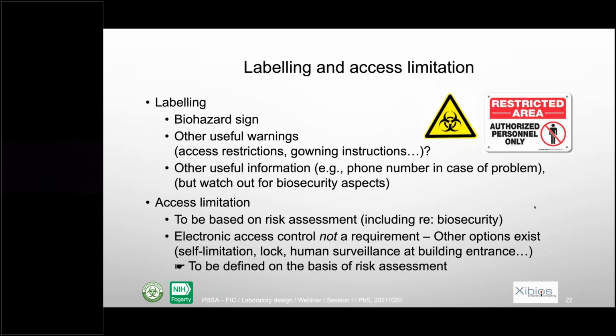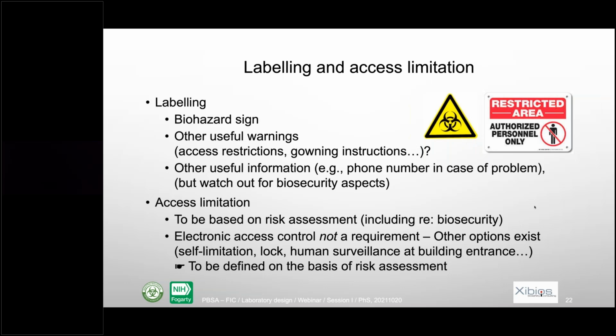Labeling and access limitation, those are two obligations also. The basis of labeling is biohazard signs, but you can use other useful warnings, like, for instance, clear restriction of access. You could also give some other information, like a phone number in case of problem. And then with respect to access limitation, it has to be based on risk assessment, looking also at what are the risks of some people getting in without being authorized and so on.